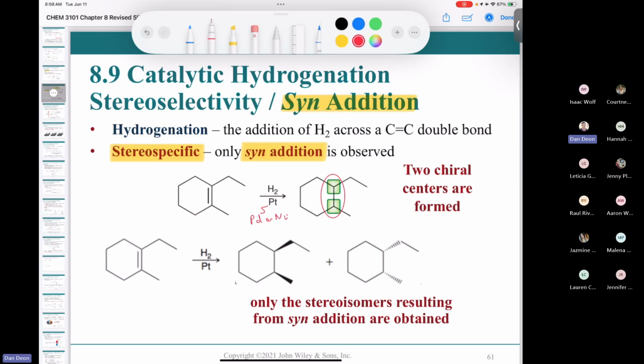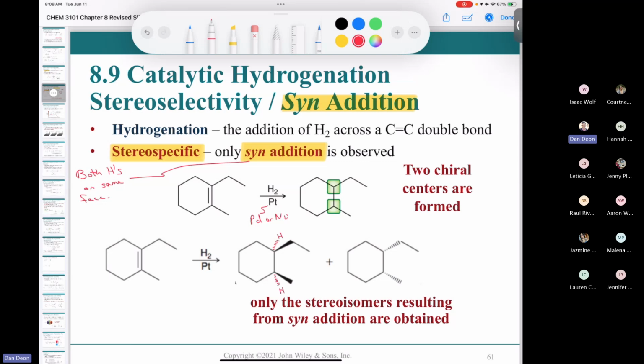Now, with respect to those two chiral centers, what you have to be aware of is that both of the hydrogens are added to the same face of the molecule. That's what the syn addition means. We'll put here: both hydrogens on same face of the molecule. So that would mean that both hydrogens could be going down as they are in this structure here. Now they're left out. I'm penciling them in because I'm your instructor, but we leave them out.